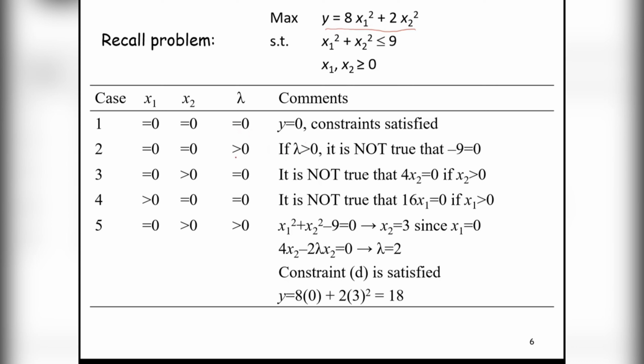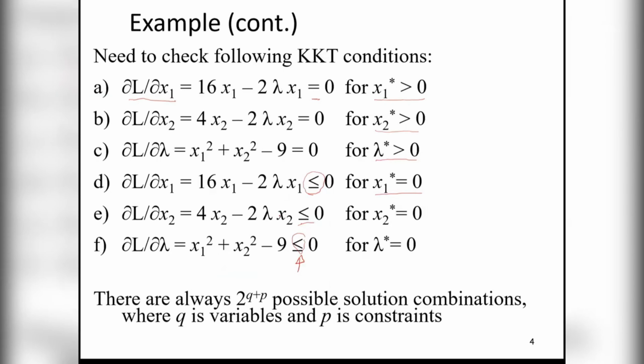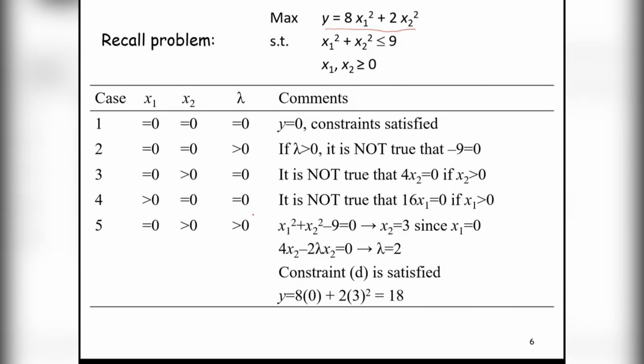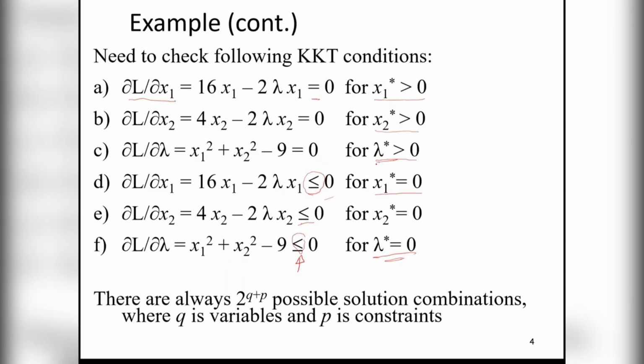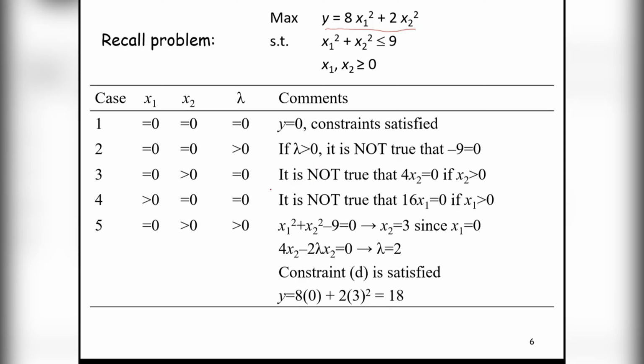For case 2, if lambda is greater than 0, it's not true that -9 is equal to 0. So if we go back here, we have lambda greater than 0 in this case, and these two are 0, pardon me. Here lambda is greater than 0. This is the case we're looking at, not the one that I just mentioned. And notice that these two are 0, so this one is 0 and this one is 0. So -9 is not equal to 0, so of course that doesn't apply. So we do that for the other ones too.